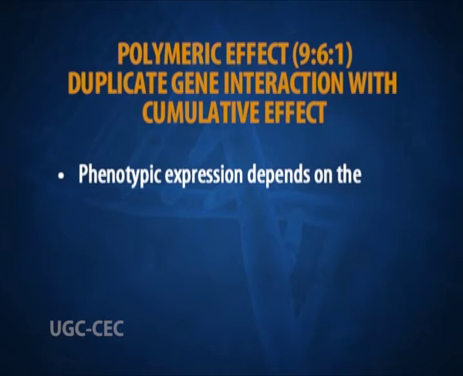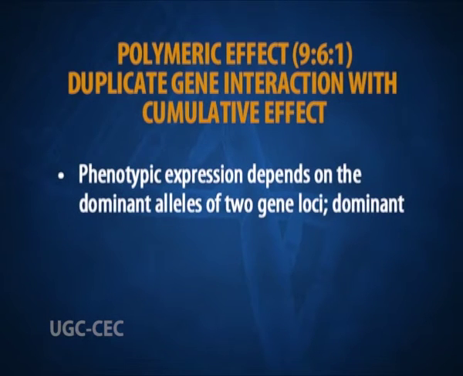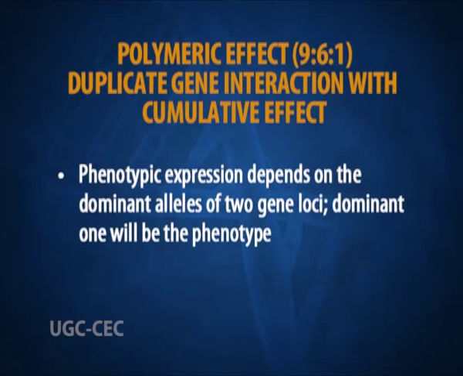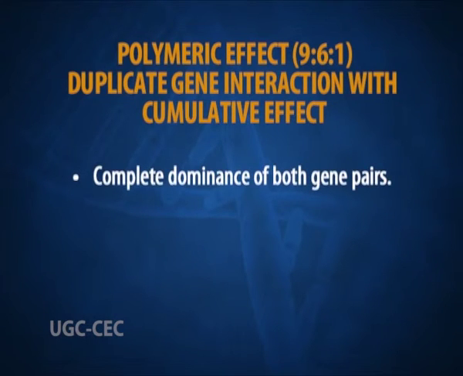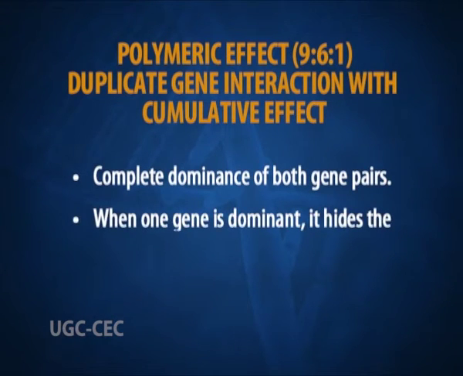Polymeric effect can be explained when phenotypic expression depends on the dominant allele of two gene loci, and the dominant one will be the phenotype. The characteristic ratio is 9:6:1. It is complete dominance of both gene pairs. However, when one gene is dominant, it hides the effect of another.